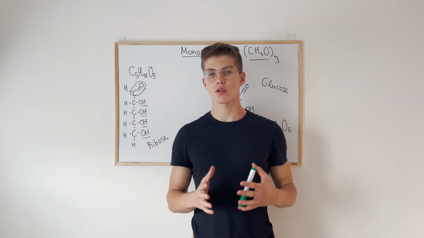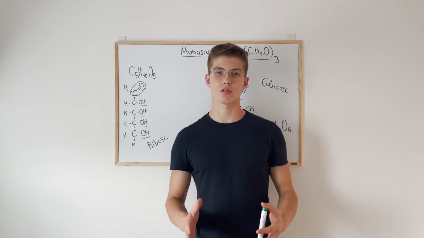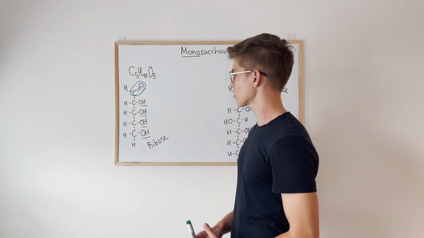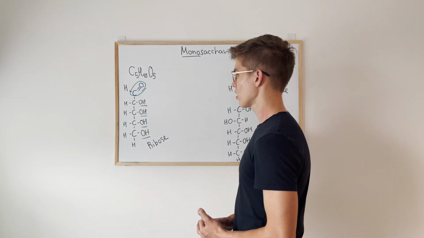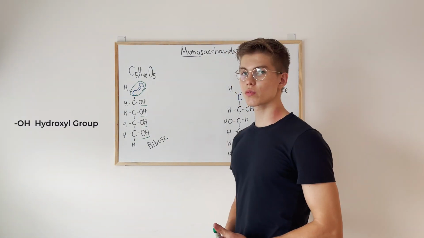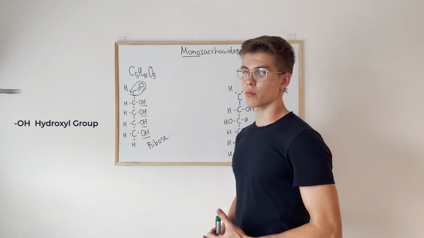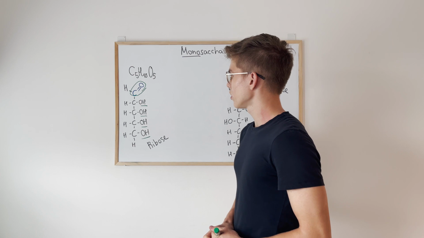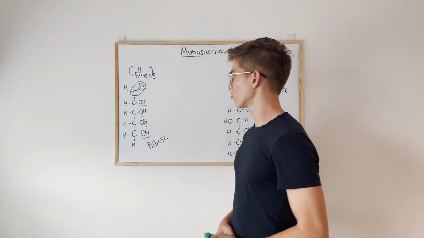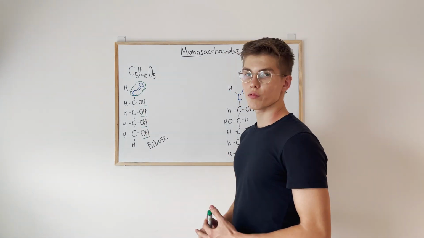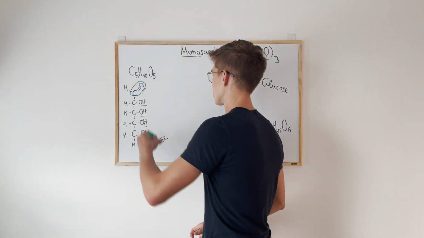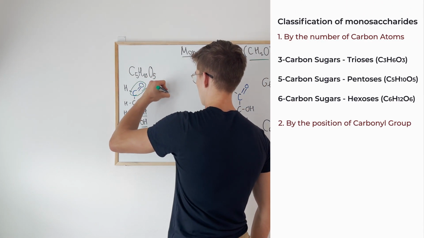Now, that is not the only way we can differentiate monosaccharides. If we take a closer look, we can see that a single monosaccharide has multiple hydroxyl groups and one carbonyl group. Now, if we place this carbonyl group at the end of the molecule, then the sugar is called an aldose.